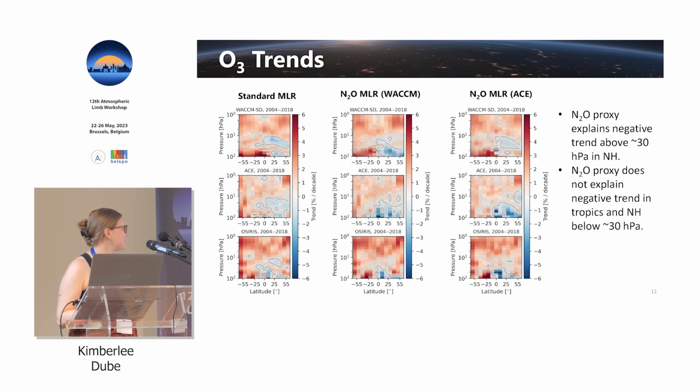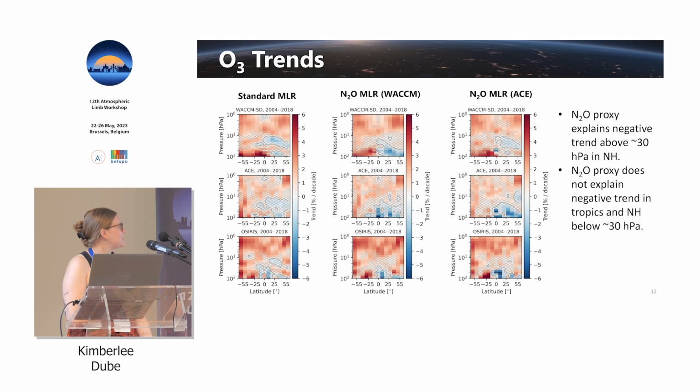So now we use the N2O proxy, and these are the results. So first look at the middle column. This is the trend using WACCM N2O. And we see in all cases this region of negative trend above about 30 hPa is gone, or else in ACE it's insignificant now. But we still see negative trend that's actually even more negative than before, lower down and in the tropics. So we can say that maybe the N2O proxy explains the negative trend above 30 hectopascals, but it does not explain the negative trend below 30 hectopascals.